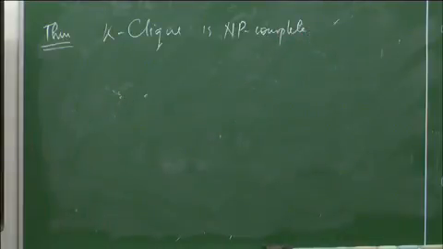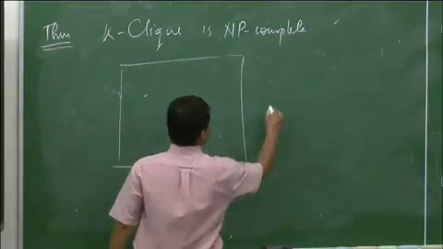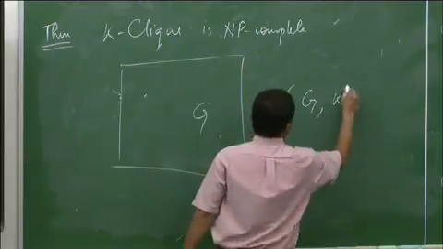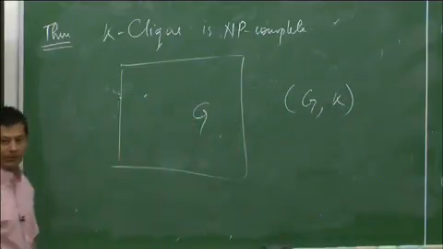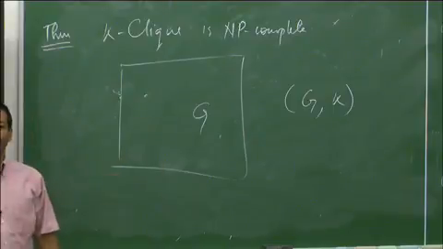It turns out that this problem is NP complete. The K-clique problem. Well, what is the K-clique problem? The K-clique problem is the following. You are given a graph G and a number K. And you are asked, in this graph, is there a clique of size K?